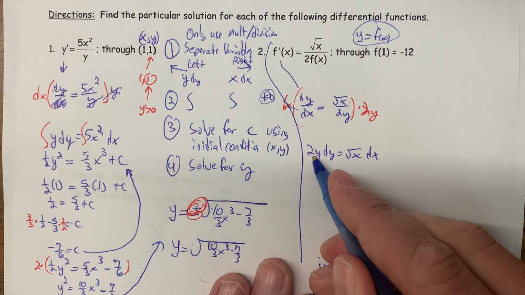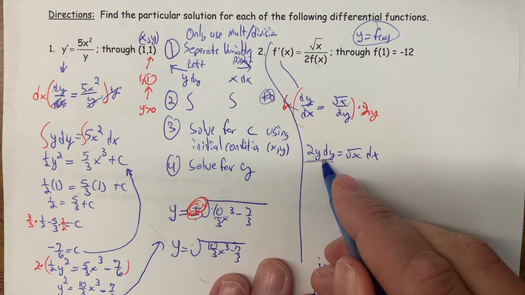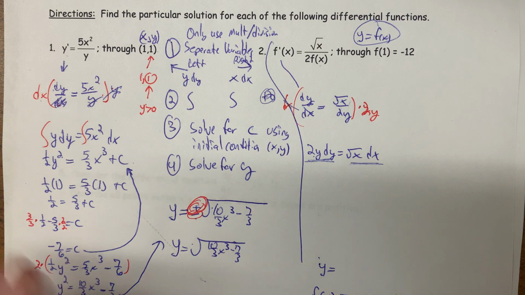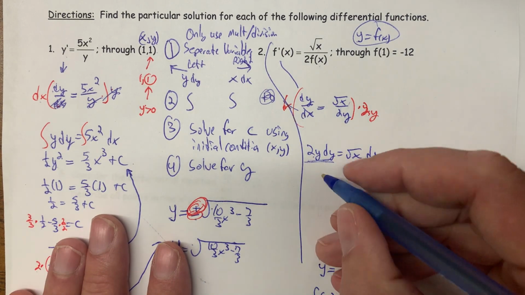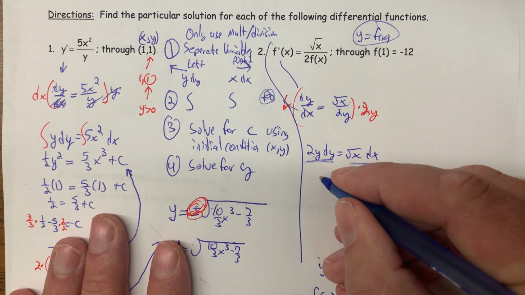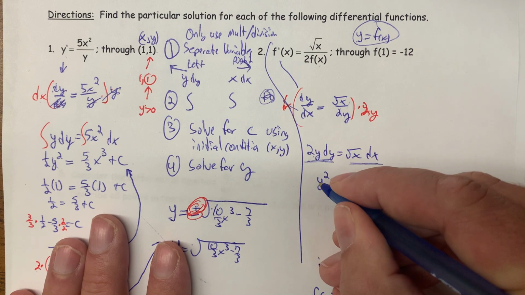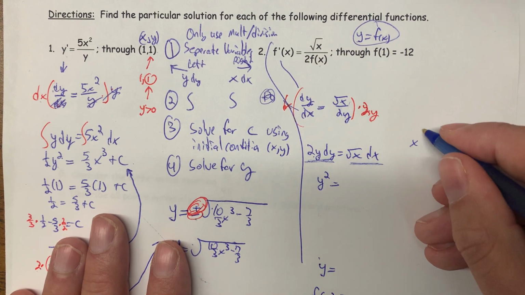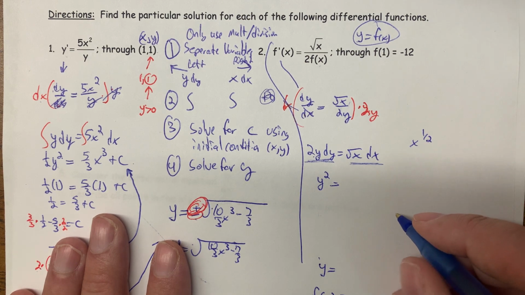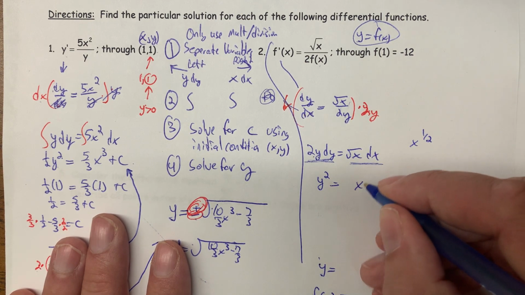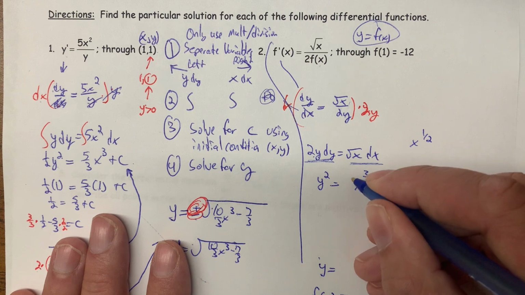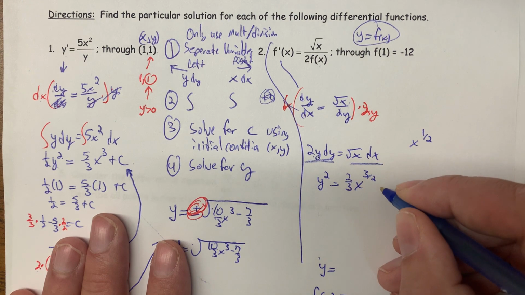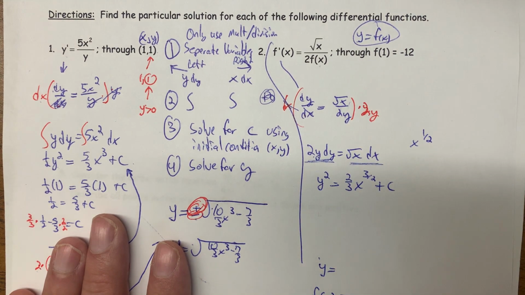So we've separated our variables. The y's and the dy's are here. The x's and the dx's are on the right side. We're going to do the integral of both sides. So the antiderivative of y is y squared, and we have to divide by 2. So it's just y squared. 2 divided by 2 is 1. Here, this is x to the 1/2 power. So when we raise the power by 1, it's going to be x to the 3/2 power, and we have to divide by that. So 2/3. And there's a plus c.